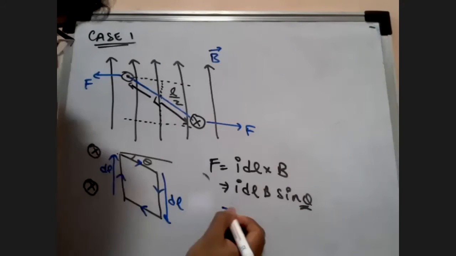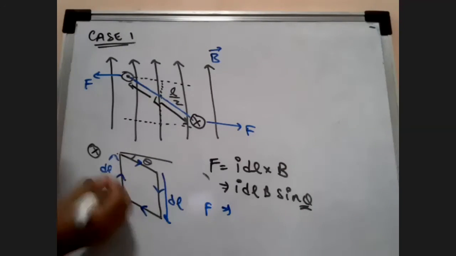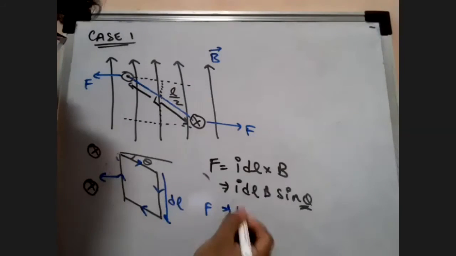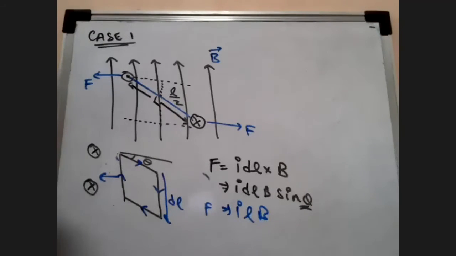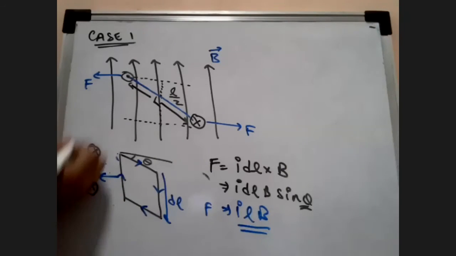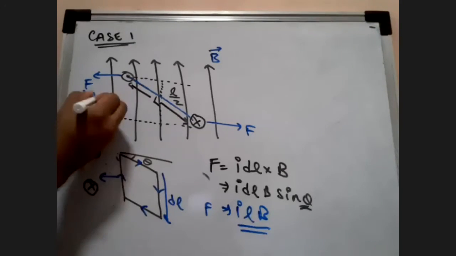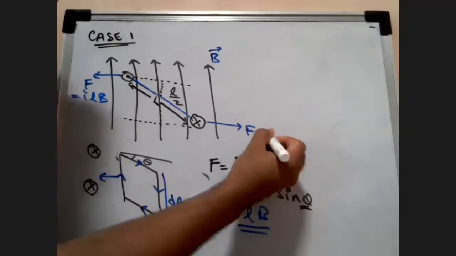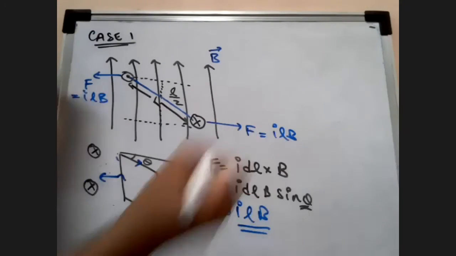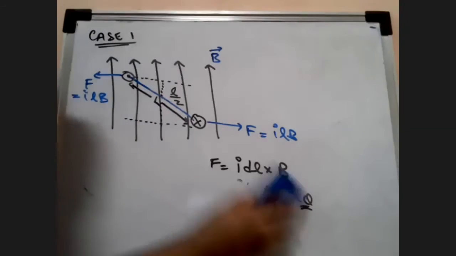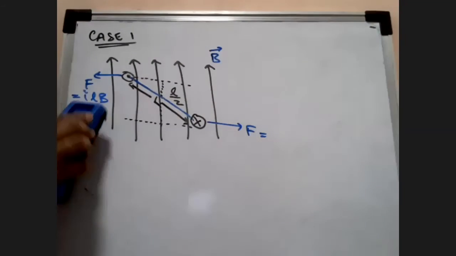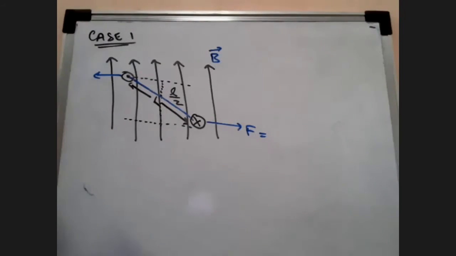So I can say that my force on this branch, which is coming out towards here using right hand rule, will be what? I L B sine 90 is what? Sine pi by 2 is 1. So I can say I L B. Yes or no? So my force here will have a magnitude I L B. And the force here also will be having a magnitude I L B. Clear, everyone? Clear? Yes, sir.